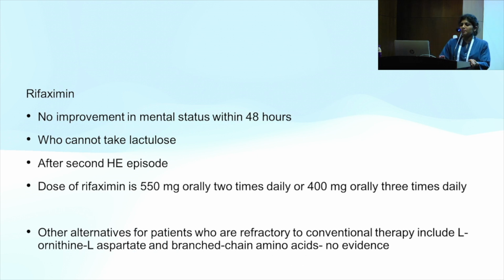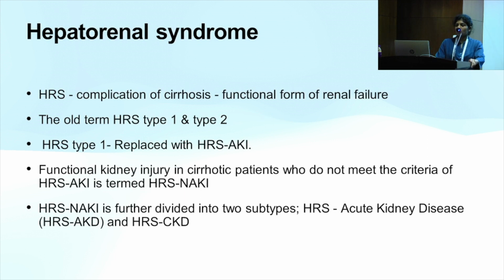Then rifaximin. Initially you don't have to start the patient on rifaximin. In a patient who cannot take lactulose, we can start it. Otherwise, in a patient who does not have any improvement after 48 hours of treatment, or after a second hepatic encephalopathy episode, if the patient is having repeated episodes, then you can start rifaximin. Dose is 550 mg BD or 400 TID. There are other therapies like L-ornithine L-aspartate and branched-chain amino acids, but there is no proper evidence for this. So initially only lactulose, then if it's refractory, then rifaximin. So that's about hepatic encephalopathy.